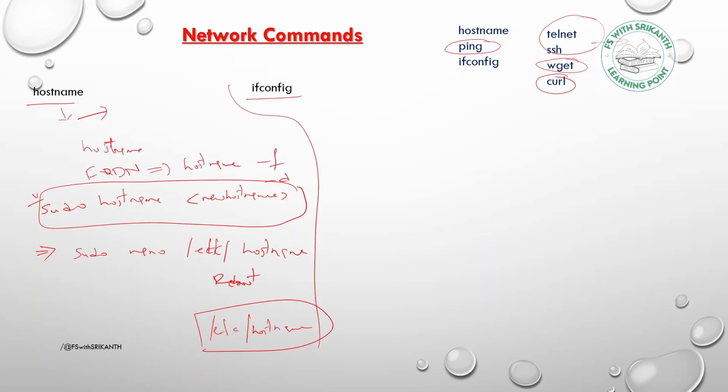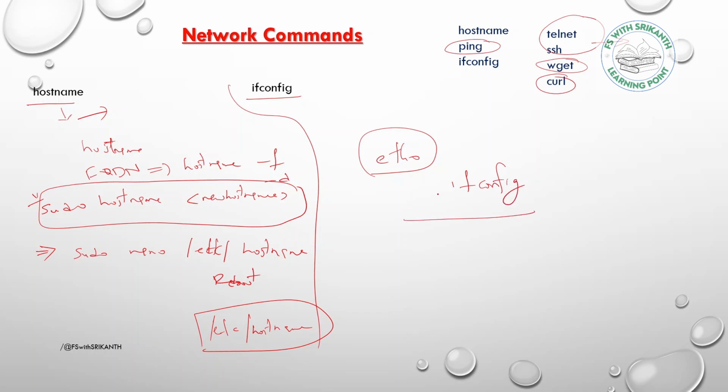Next, ifconfig. What is ifconfig? Ifconfig is used to configure network interfaces and display network interface configuration information. It is commonly used to check the IP address and network interface status of a system. Ifconfig displays the network interface configuration, like the different types of ethernet connectivity. How can you get that? ifconfig.